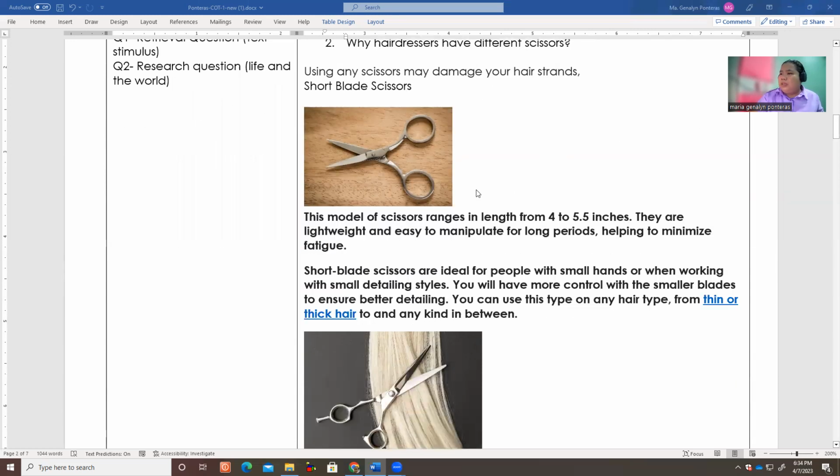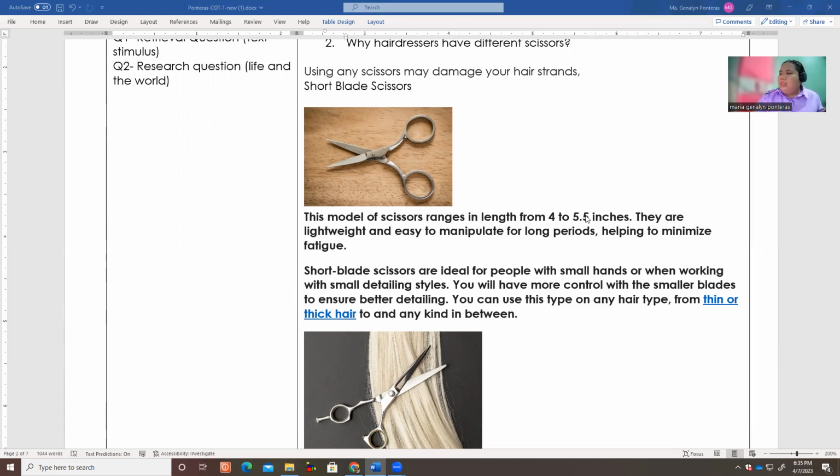Let's have the first kind of scissor, the short blade scissor. From the name itself, short blade, the blades of these scissors are short. The model of the scissor has a length of 4 to 5.5 inches. These are lightweight and easy to manipulate for long periods and help to minimize fatigue. Kasi di ba ang mga nagugupit, pag matagal na nilang hawak yung gunting, nangangawit na yung kanilang mga fingers o mga daliri nila.